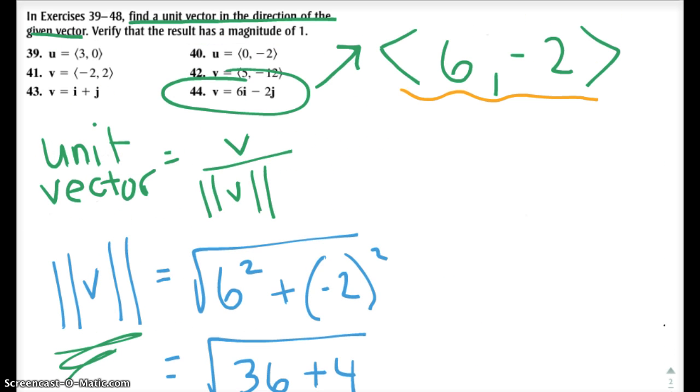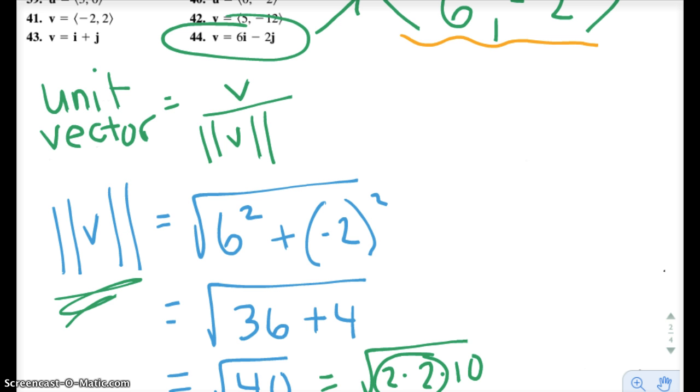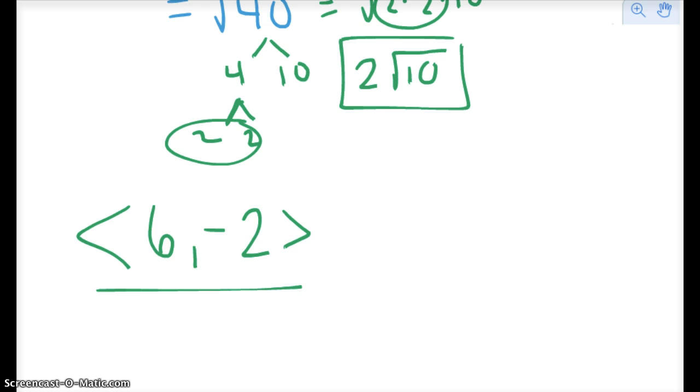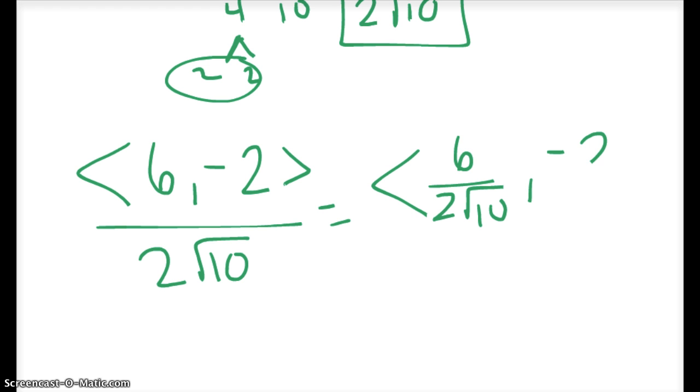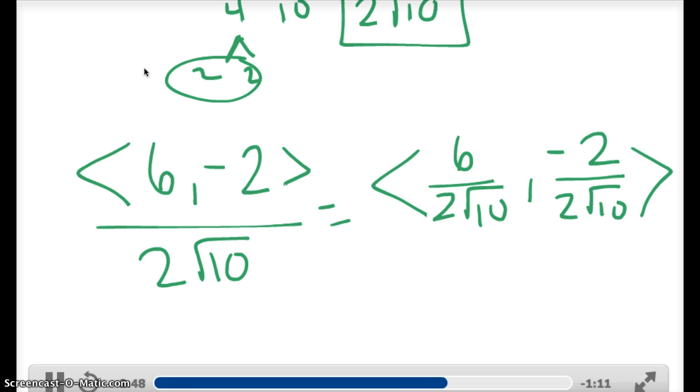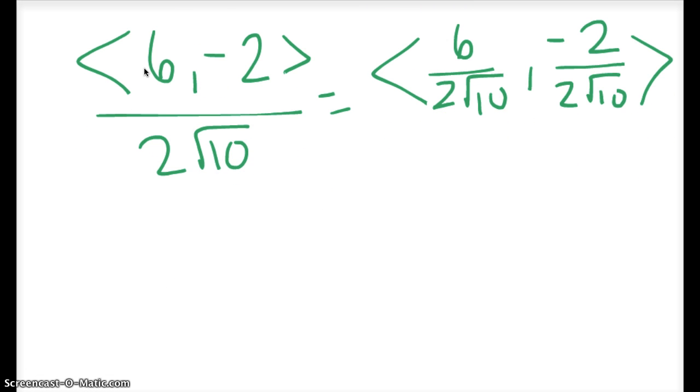So if I go back up, I have my vector, I have my magnitude. Let's use this in the unit vector formula. So I am going to take my vector, 6, negative 2, and I'm going to divide it by 2 square root 10. This is the first step of many beautiful steps that we get to do to simplify. So let me break this down into 6 over 2 square root of 10, negative 2 over 2 square root of 10. You can choose to rationalize this now, but I prefer to simplify before I do anything.